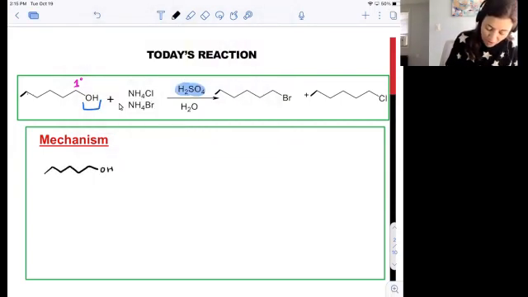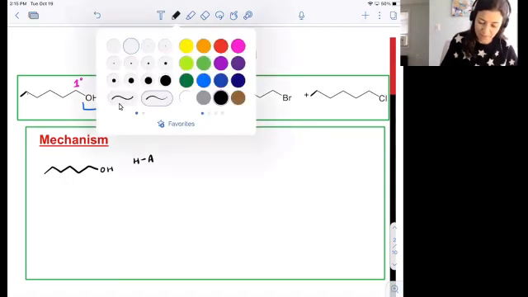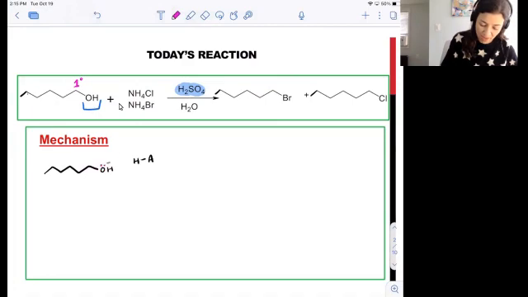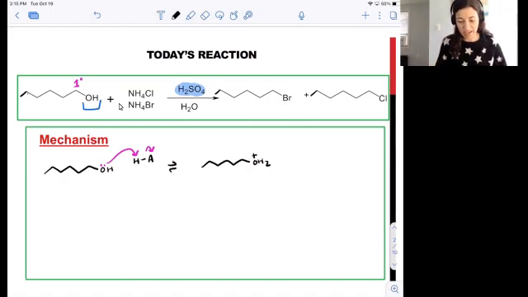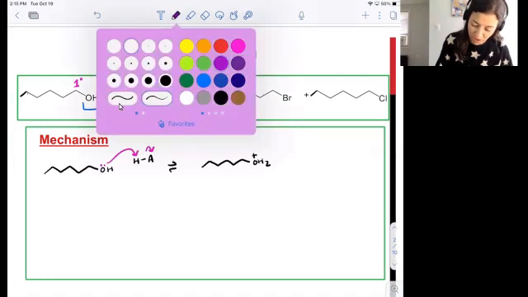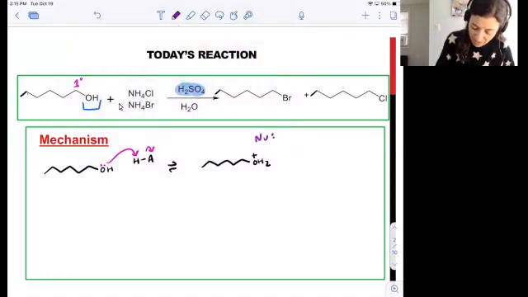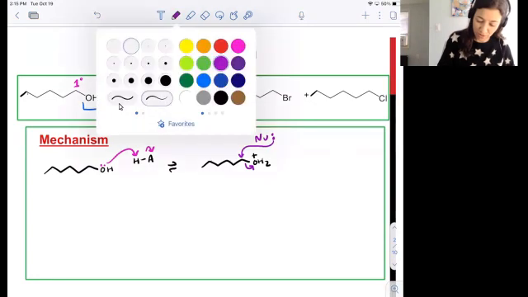So here is our alcohol, and I'm going to abbreviate the sulfuric acid with HA. I can begin with a protonation of the alcohol, forming water. Now that I have an excellent leaving group, my nucleophile, which will be either chloride or bromide, is able to attack this primary carbon and directly displace the leaving group, as shown here.